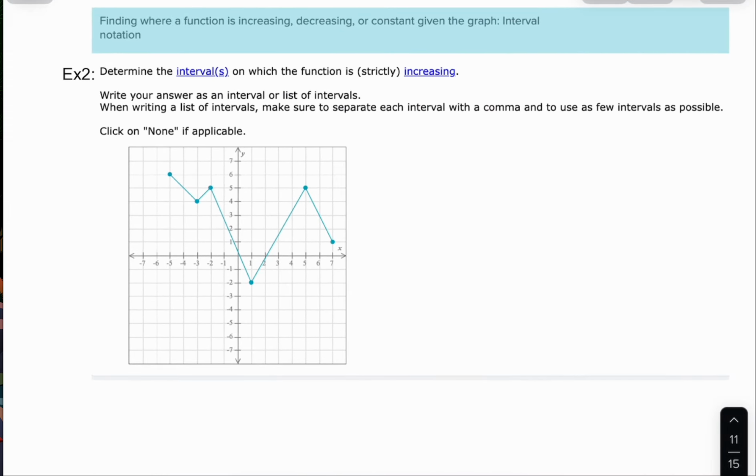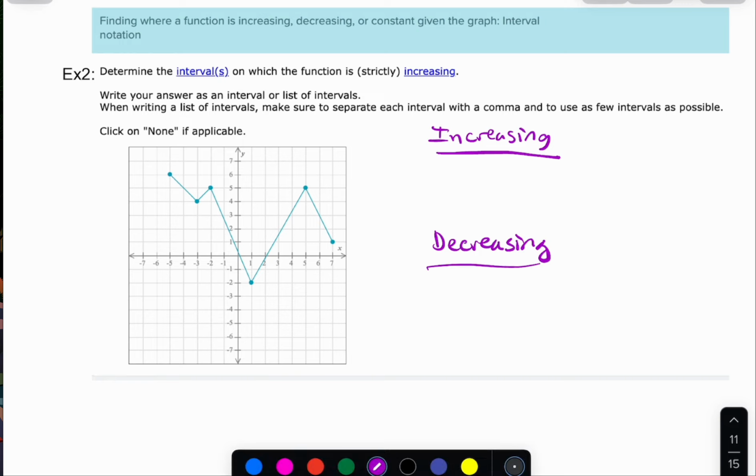So here, what we're going to do is we're going to actually talk about the intervals. Now it says to determine the intervals on which the function is strictly increasing, so just going uphill. So what we're going to do is we're going to do increasing, and we're going to do decreasing. Okay. So let's do the increasing sections in green, and I'm just going to highlight them.